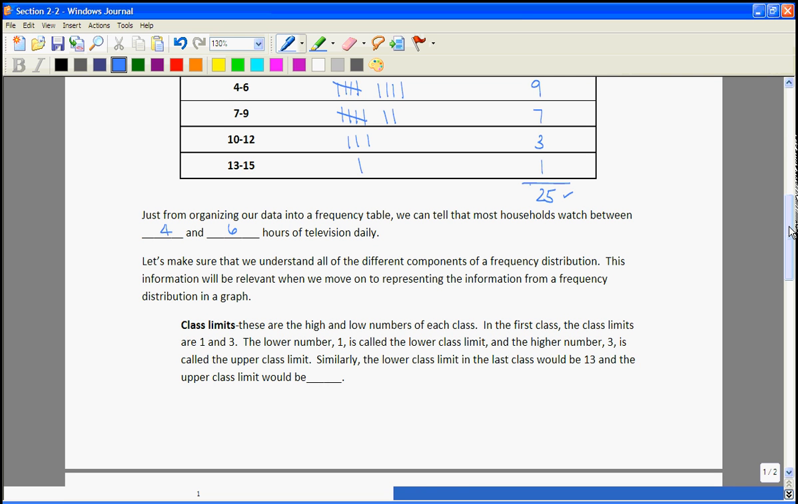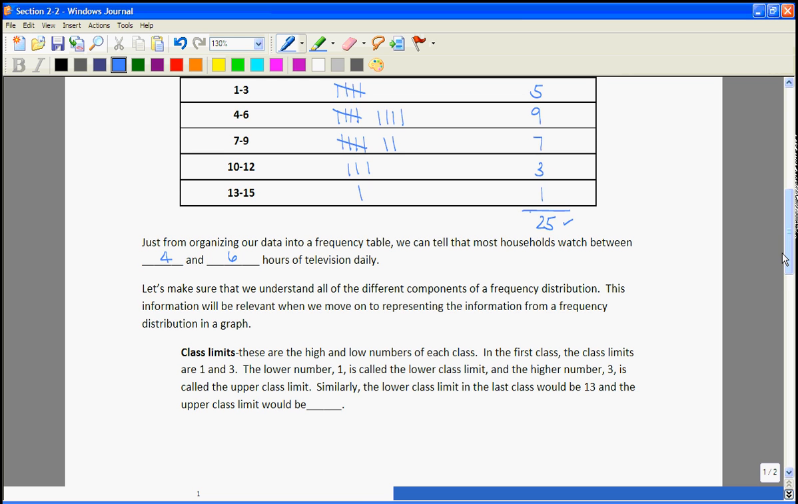And these are the high and low numbers of each class. So if we go back to that first class, 1 to 3, 1 is our lower class limit, and 3 is the upper class limit. Again, if you were to look, let's say, at the last class, 13 is the lower class limit, and the upper class limit would be 15.